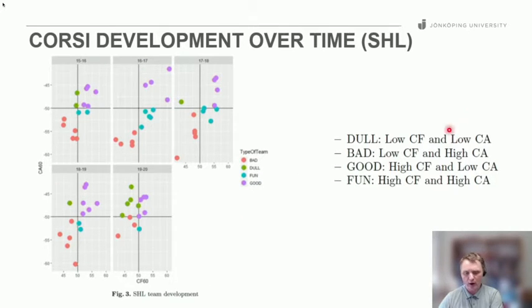Going to the Swedish Hockey League, where we only have 5 seasons, maybe the most interesting observation here is that we actually have a movement to the top left quadrant. So in 2019-2020, we have a lot of dull teams here.